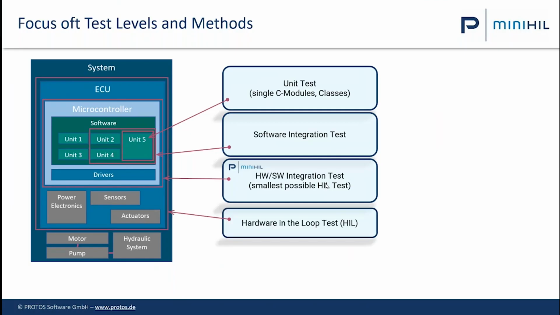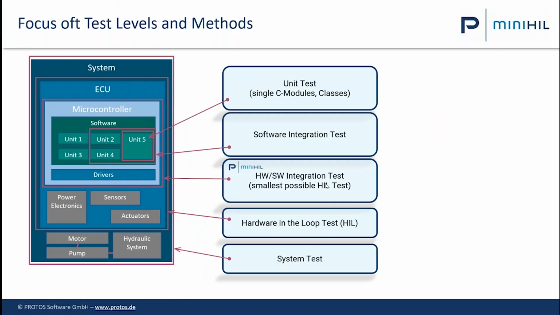Then the next level would be a big hardware in the loop test. We already have, for example, a motor attached to the system. You test the power electronics, sensors, actuators, and so on. And the last step would be a system test. So in the system test, you actually run the complete system, and that's usually really hard to automate.